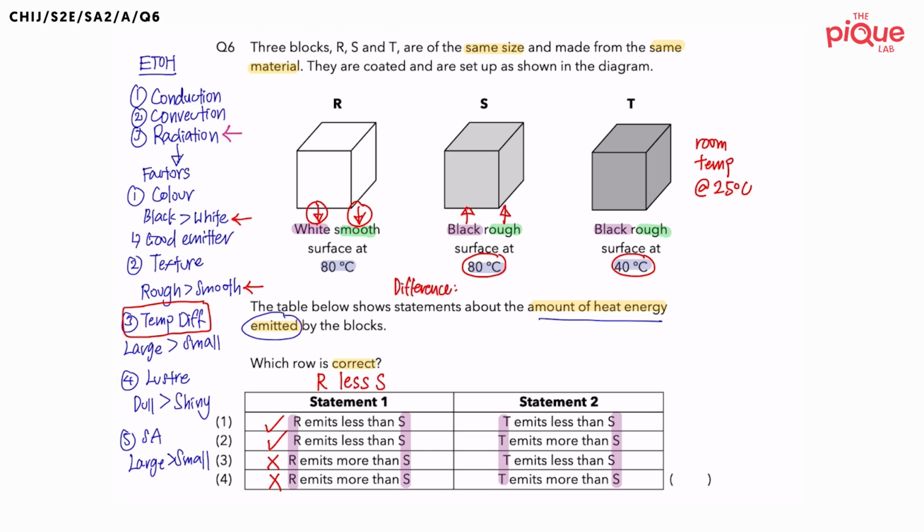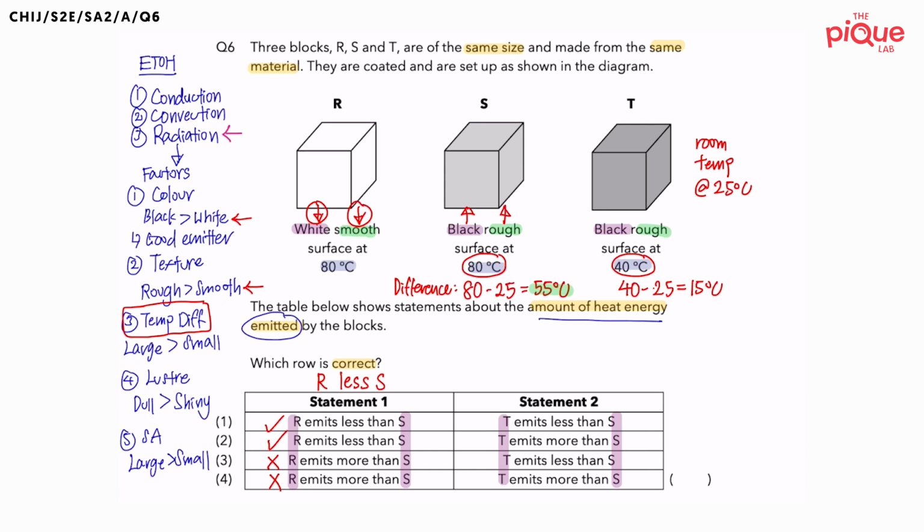Now let us find the difference for block S. To find the difference, we have to take 80 minus room temperature, which is 25 degrees Celsius. And this gives us a value of 55 degrees Celsius. Now let us try to do this for block T. To find the difference, we take 40 minus 25 degrees Celsius, which gives us a value of 15 degrees Celsius. Looking at this, can you tell me if block S or block T has a larger temperature difference? Since 55 is greater than 15, we say that block S has a greater temperature difference.